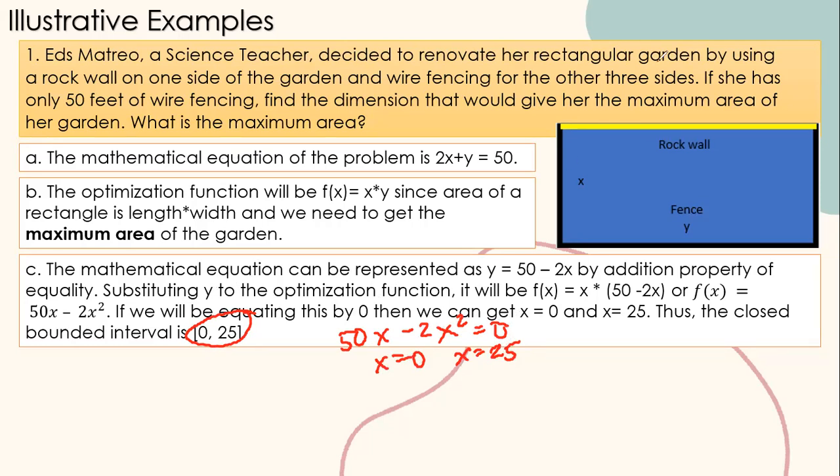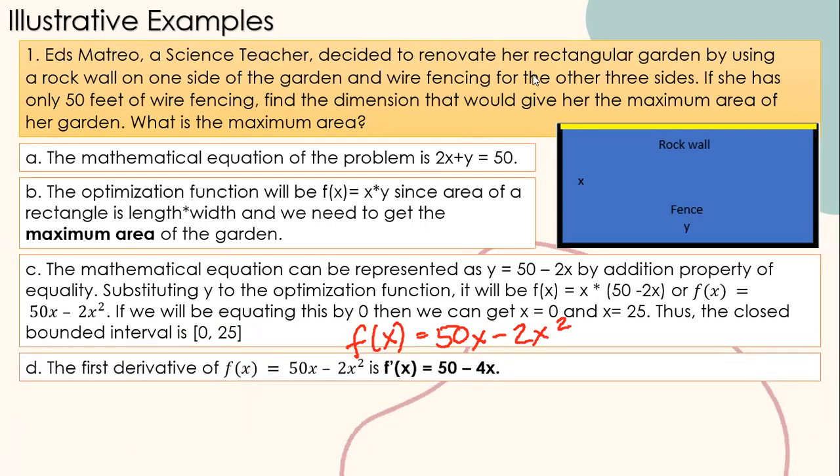Let's now find the critical value or critical point. So, paano makakuha yung critical point? We have to find the first derivative. Okay, ang function natin, again, 50x minus 2x squared. Okay, yan yung original function or yung function na buo natin. The derivative of that is 50 minus 4x. All right. Okay, so nahanap na natin yung derivative ni 50x minus 2x squared, that is 50 minus 4x.